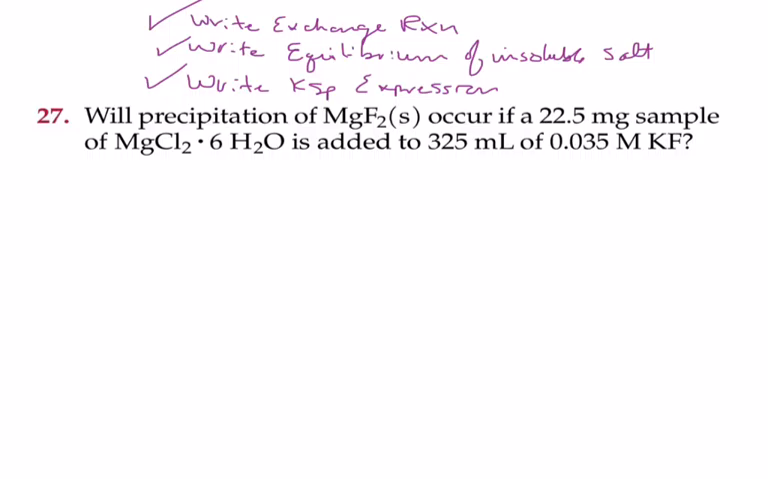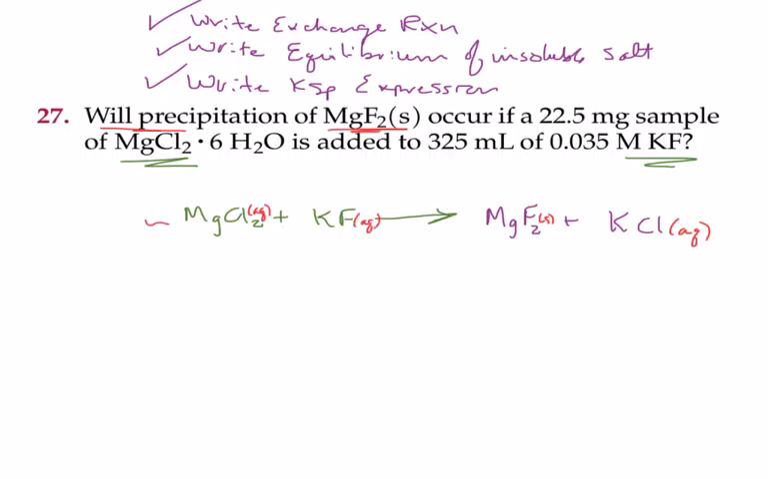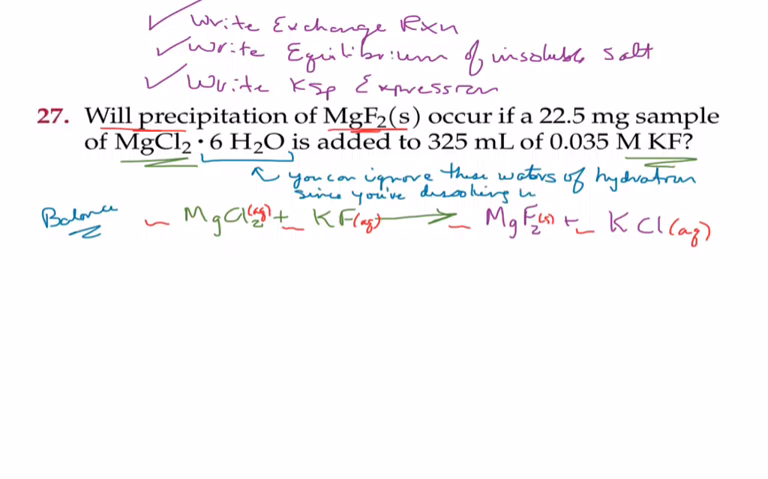Write the exchange reaction. Write the equilibrium of the insoluble salt. Write the KSP expression. Okay, you can't go wrong. So it's not necessarily balanced, so that's what my little lines are. You need to balance that thing. It's good practice. And notice that I underlined the hexahydrate part of the magnesium chloride. So be careful. If we're interested in the magnesium cation, you're going to have to massage that molarity out of it.